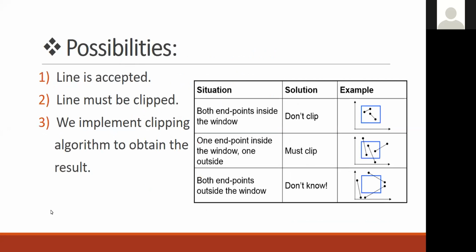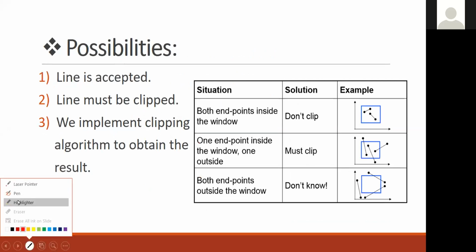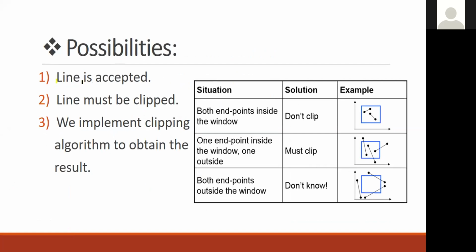So here are the possibilities. Now let's talk about the very first possibility. First, the line is accepted. We can see in this table that if a line is completely inside the window, then we don't have to do anything. We don't need any clipping or any other thing, and the line would be completely accepted. For the second case, the line must be clipped. If we know that one point of the line is inside and one is outside the window, then we know that we need to apply clipping because some part of the line would be lying inside the window. That means that the line must be clipped.